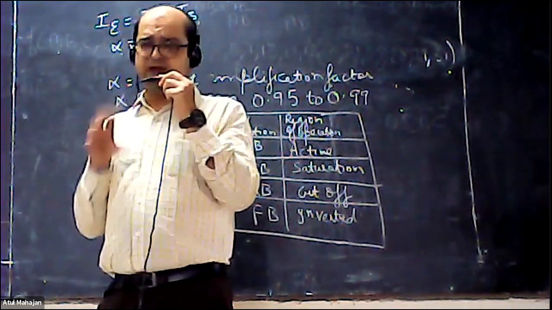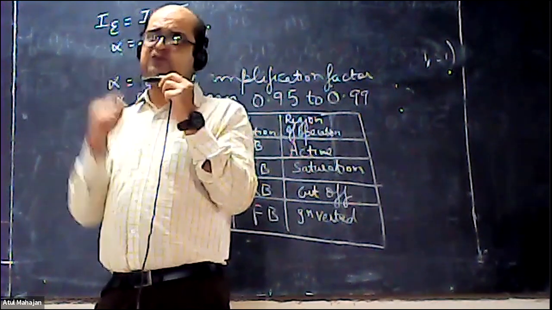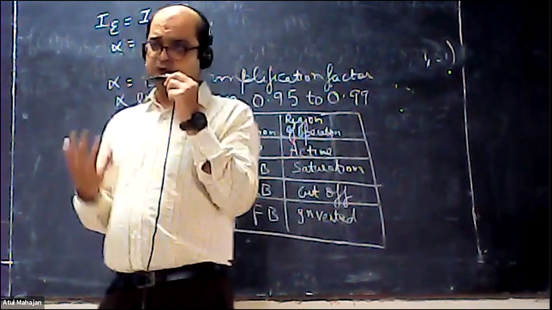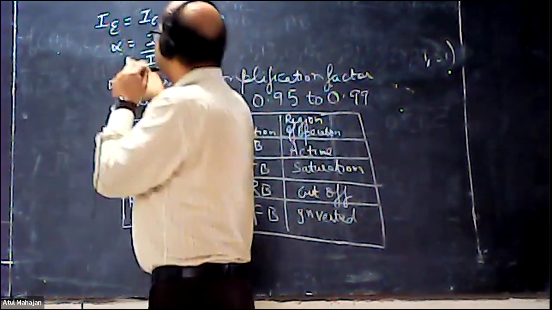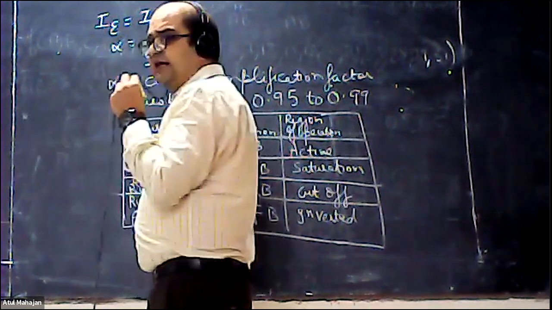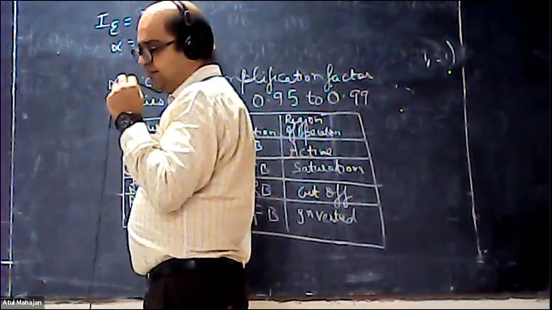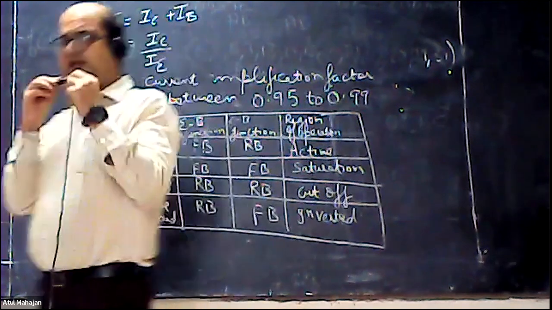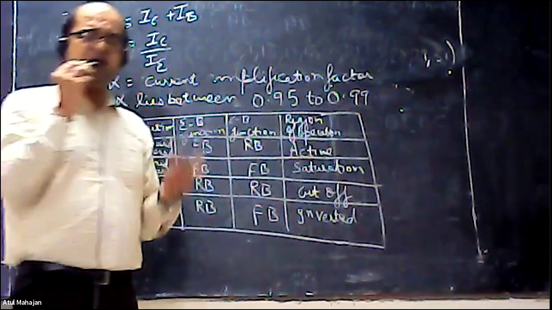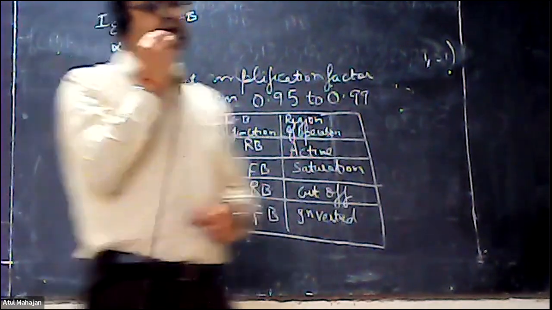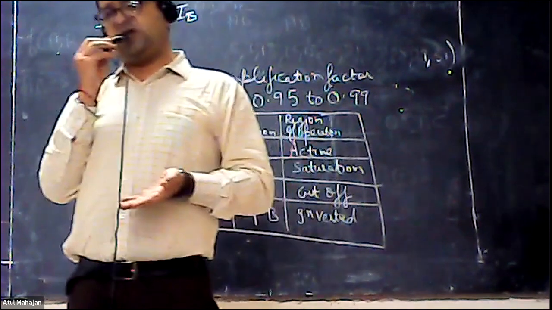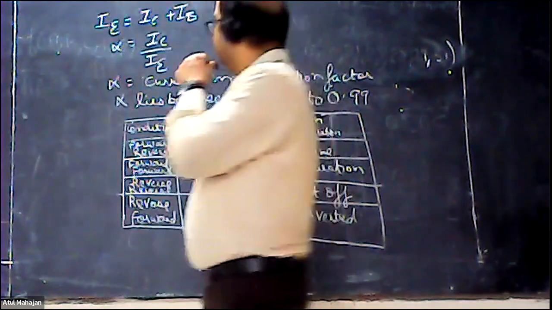The amount of current that is being amplified is known as the current amplification factor. It is given by alpha, and it is the ratio of your collector current to the emitter current: the amount of collector current produced by the amount of emitter current. That is IC by IE.